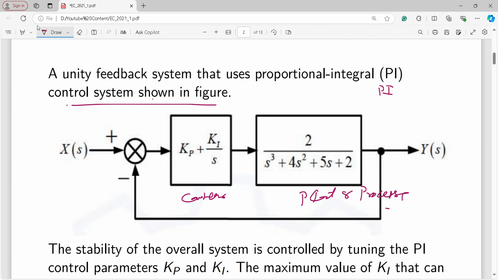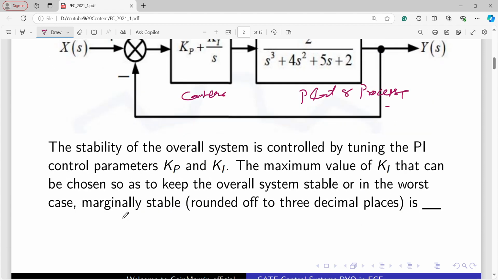Here they are saying that the stability of the overall system is controlled by tuning the PI control parameters Kp and Ki, because we want to stabilize the system. That is the responsibility of the controller: to maintain the system stability, plant stability, and achieve all the performance requirements like rise time, settling time, bandwidth, and so on.